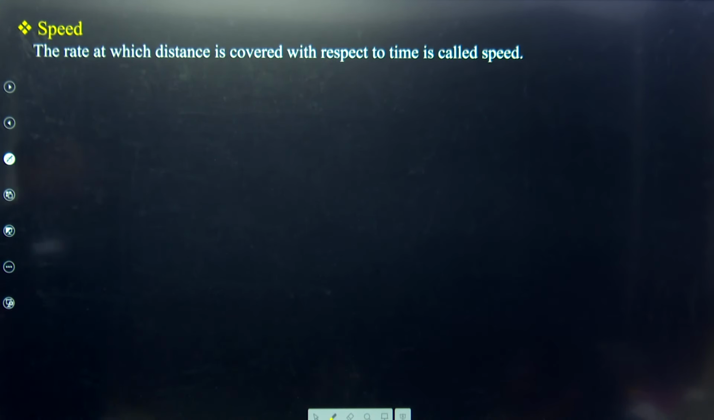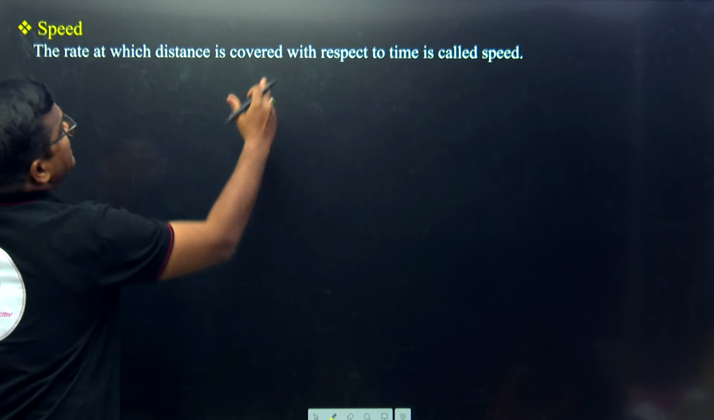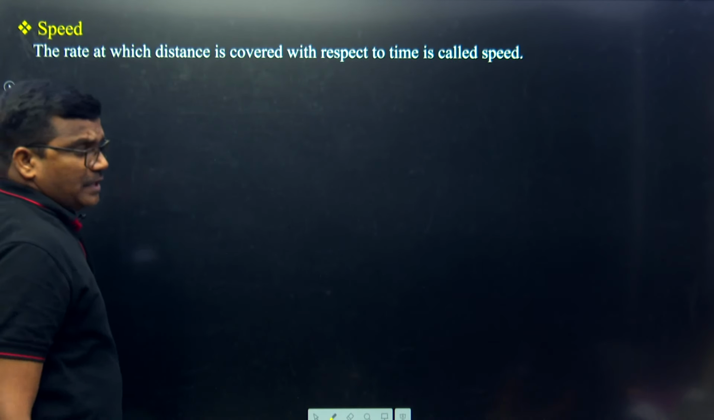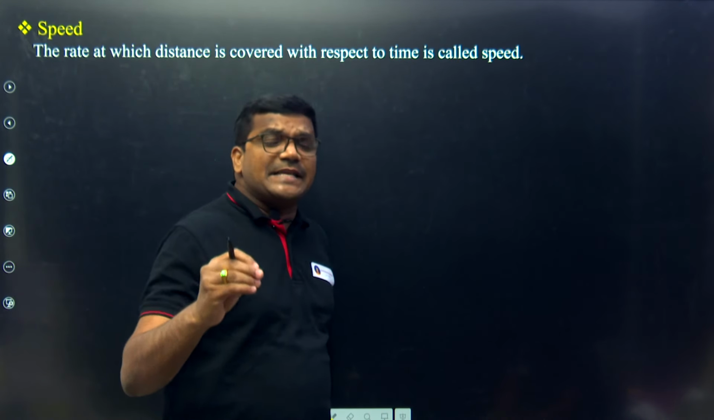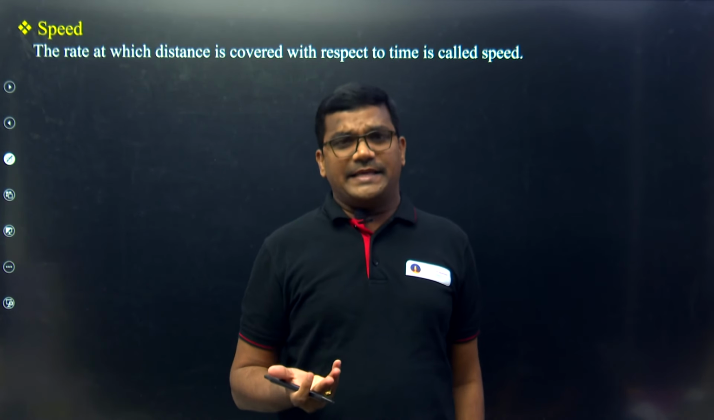Next, here, speed. What is speed? The rate at which distance is covered with respect to time is called speed. So simply, what is speed? Distance upon time, right?